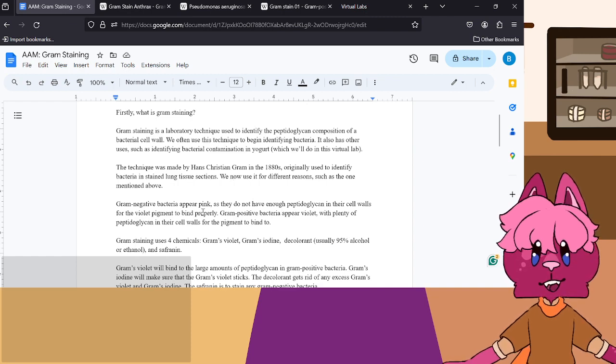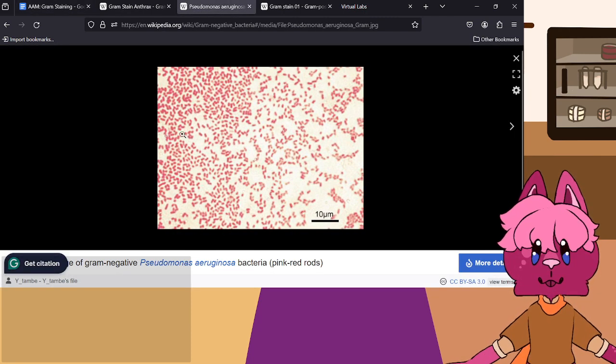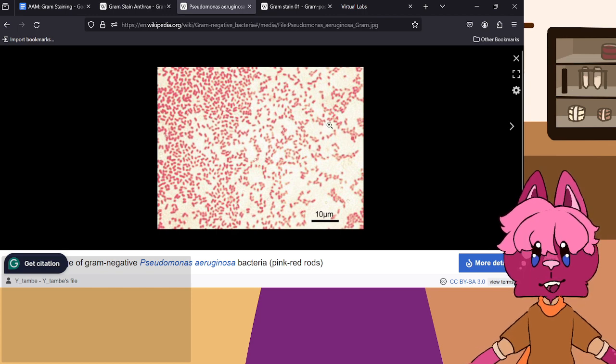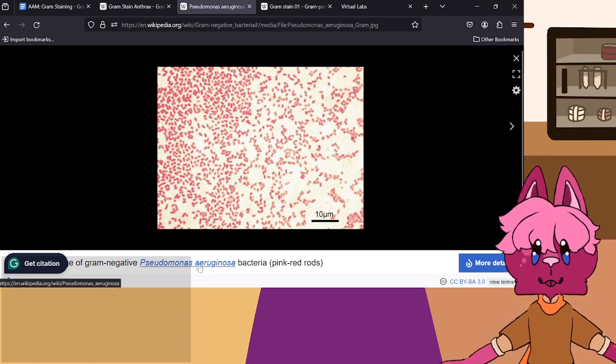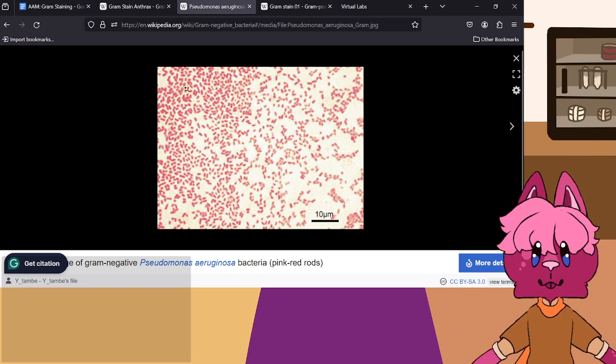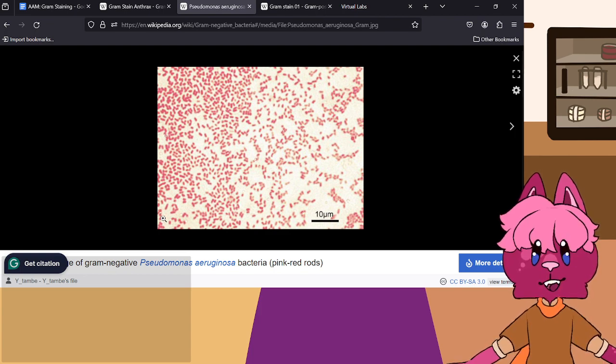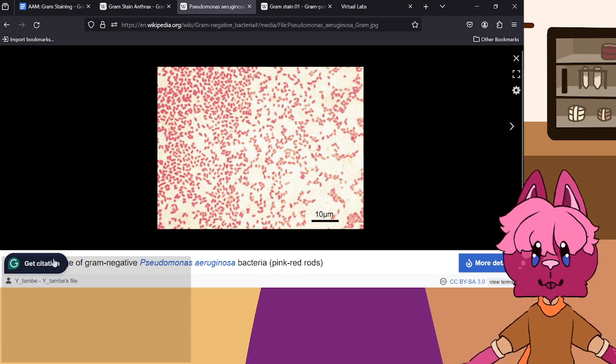So gram-negative bacteria appear pink, which you can see here. Well, they appear pink or red, but this is Pseudomonas aeruginosa in this image. You can see here, these are gram-stained bacteria, and as you can tell by the colors in the name, they are gram-negative because they are pink.